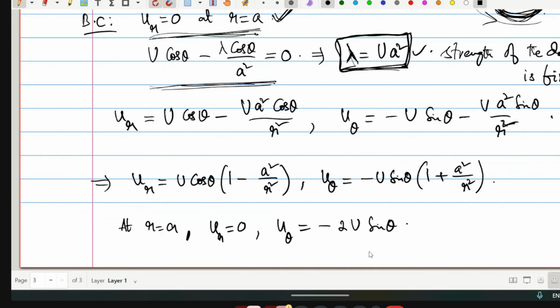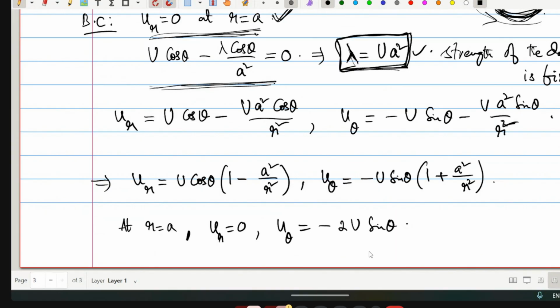Now this is what is at r equal to a, right? So on the surface, you have u_r equal to 0, u_theta is minus 2u sin theta. So now can you see some direction? What is the stagnation point now? Stagnation points are where?